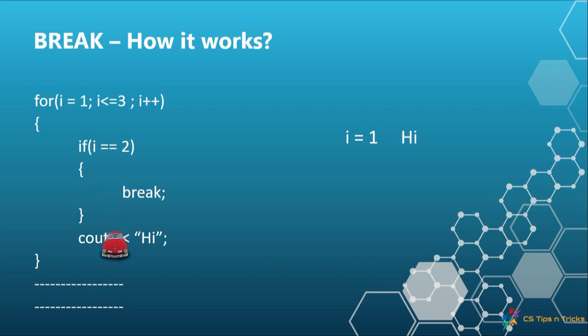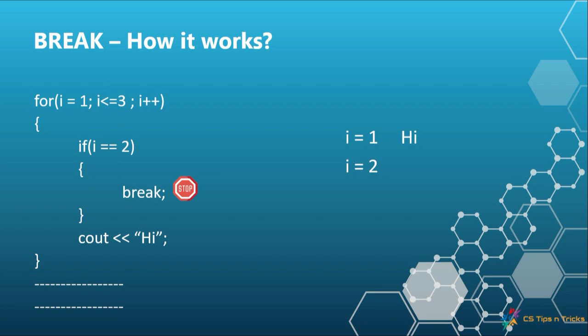Inside the for loop, the if condition is false here, so it doesn't enter into the if condition. Instead, the hi message is printed here. After that, the updation statement is executed, so the value of i becomes 2. Again the condition is checked. Here the condition is true, so it enters into the for loop.